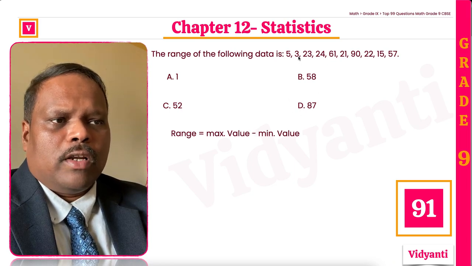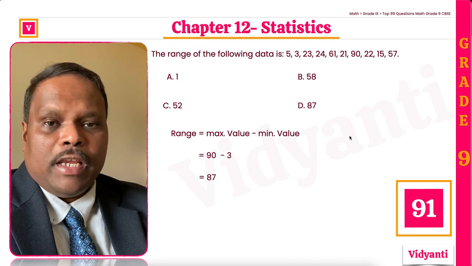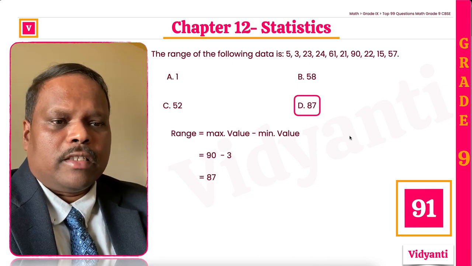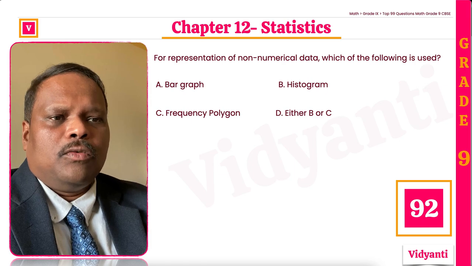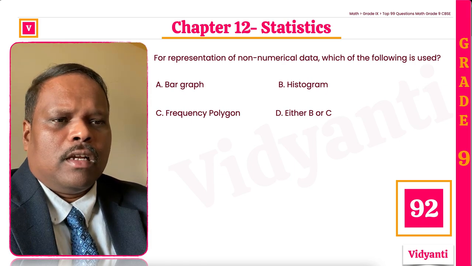Here the smallest value is 3 and the largest value is 90. So the range is 90 minus 3, which is 87. Question 92, for representation of non-numerical data.